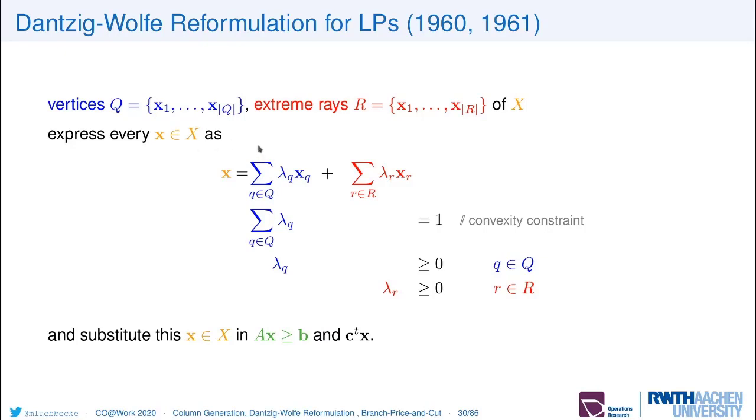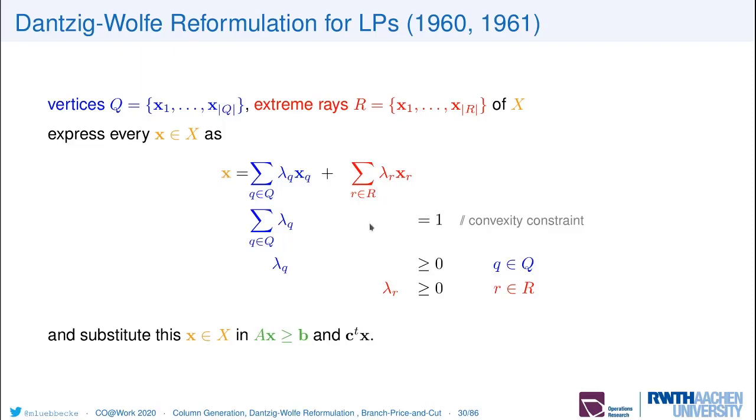So I know I only need the set of extreme points and the set of extreme rays. Let's say I'm given these finite sets. Then can I express every x in this polyhedron as a convex combination of the extreme points? So you can see here, this makes it a convex combination, a non-negative combination summing up to 1, plus a non-negative, a conic combination of the extreme rays. Every x can be represented like this.